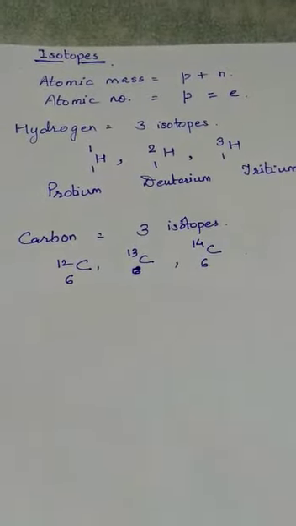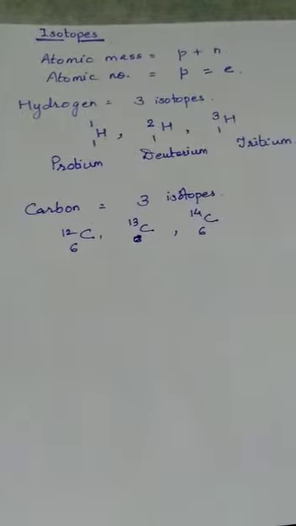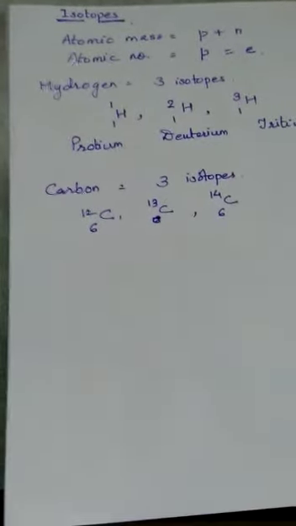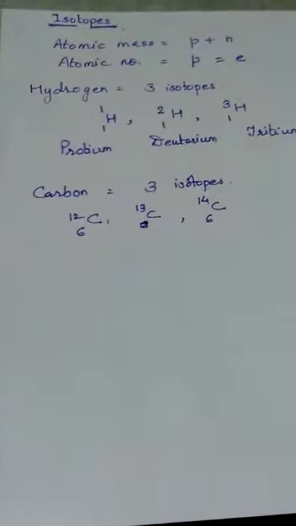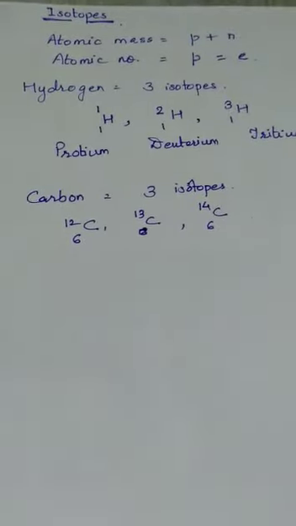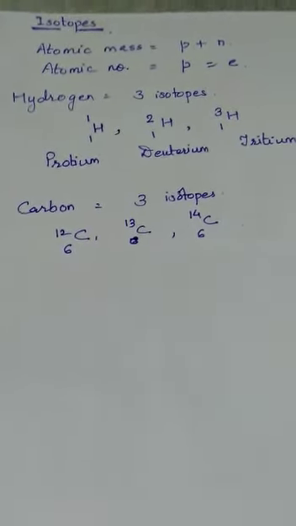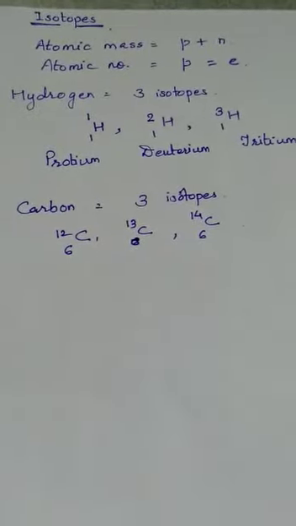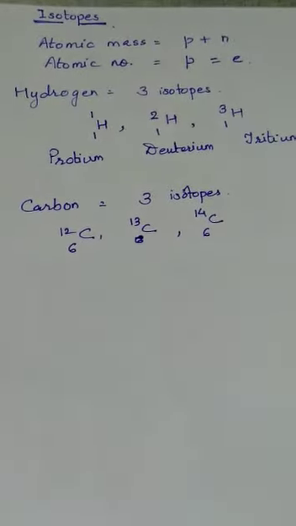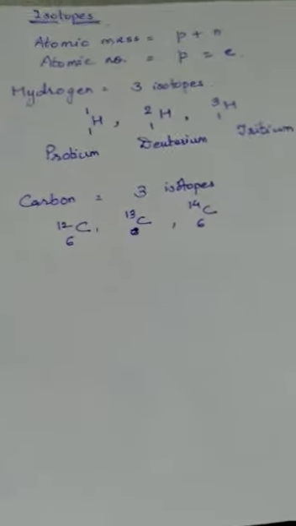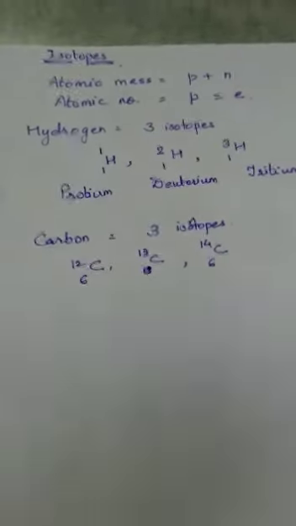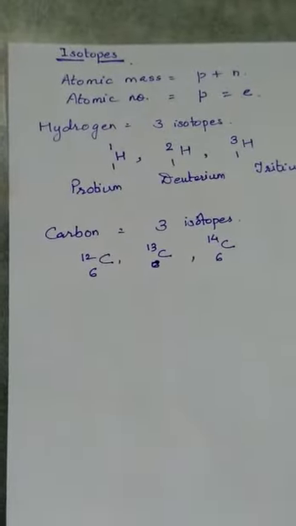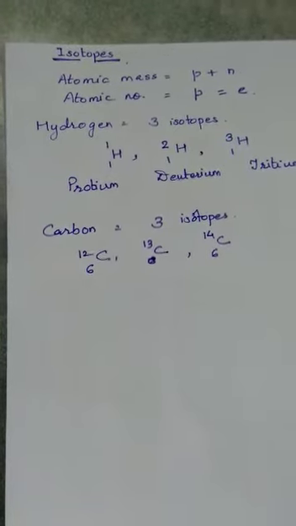Next topic we have to study is isotopes. We already know about isotopes and we have studied about them. I have explained them when I explained Dalton's atomic theory and the modern atomic theory. So isotopes are the atoms of the same element which have the same atomic number but different mass number, and most of the elements will have isotopes.